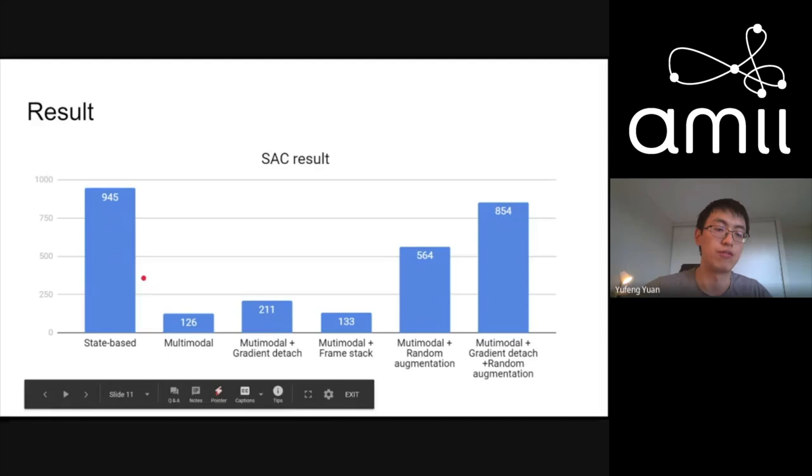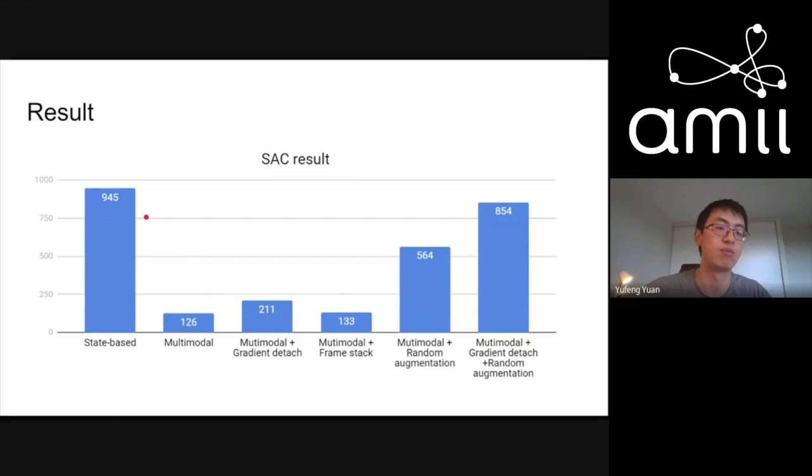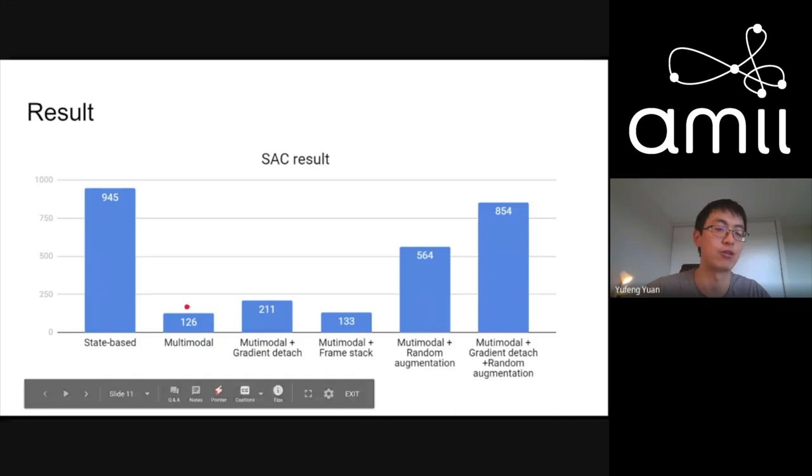So the state-based soft actor critic actually did pretty well because the maximum return in this task is just 1,000, and it gets very close to that. Then we tried a naively implemented multimodal soft actor critic for this, and we can notice it performs really poorly. By naive, I mean the only modification we did is to modify the model architecture, and everything else remains the same as the state-based algorithm. But it performs really poorly.